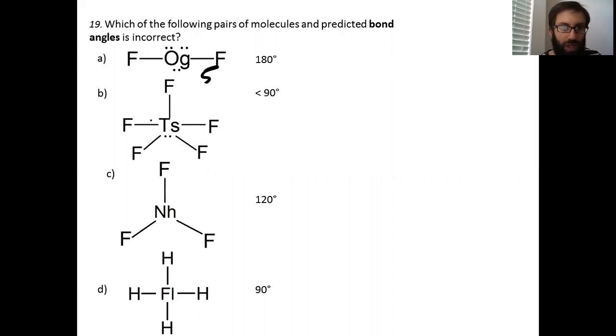This one has 1, 2, 3, 4, 5, 6 bonding sites plus lone pairs, steric number of 6. This one has 1, 2, 3 bonding sites, steric number 3. This has bonding steric numbers of 1, 2, 3, 4. 4 bonding sites, no lone pairs on the central atom. So steric geometry for all of these, we can write out, and we'll also write out the molecular geometries.